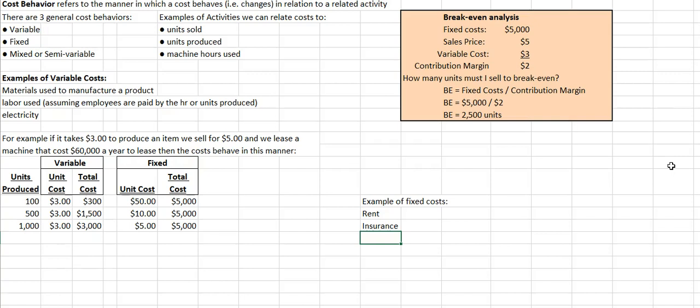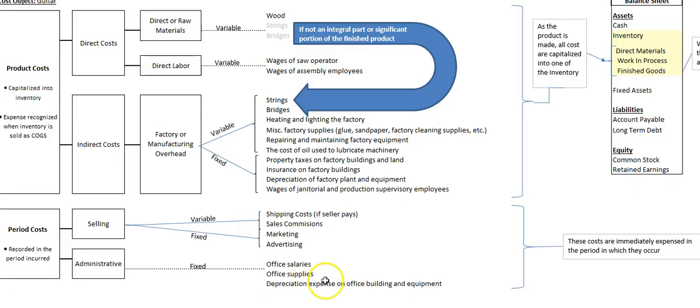Okay. Let's see some other examples. Oh, some salaries are also fixed, right? Supervisors are typically paid a fixed salary. Okay. So if you want a chart depicting a lot of the fixed, not all of them, this chart is not all inclusive, but a lot of the fixed and variable costs, you can look at the chart that I have uploaded in Blackboard.